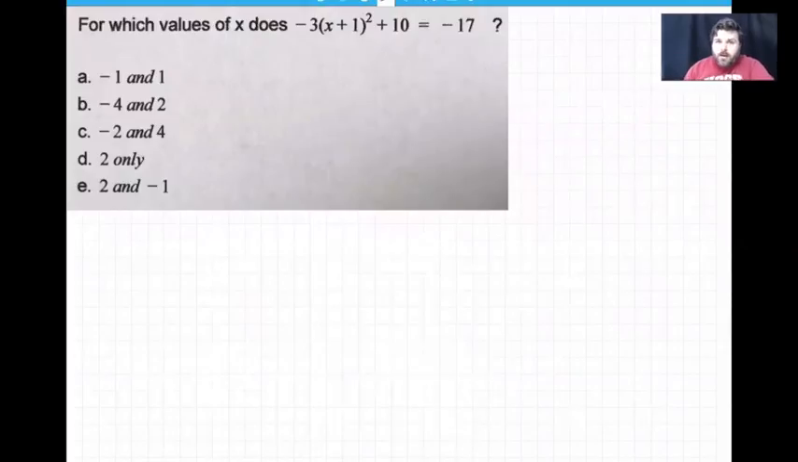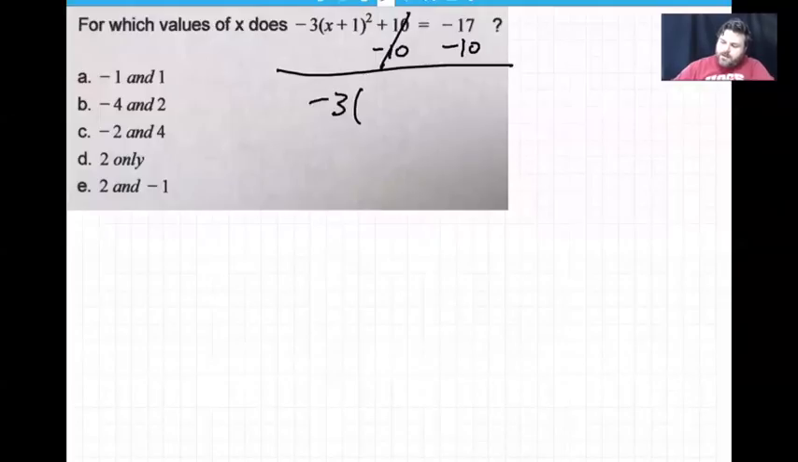I can do that here. Just have to remember that when I take a square root, I get a positive and a negative number. All right, so let's start with the thing furthest away from the variable. That's the 10. I'm going to take away 10 from both sides. That's going to give me -3 times x plus 1 squared equals -27.